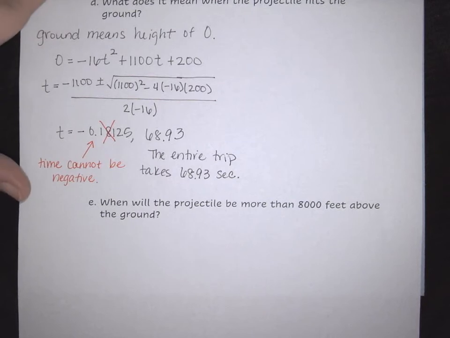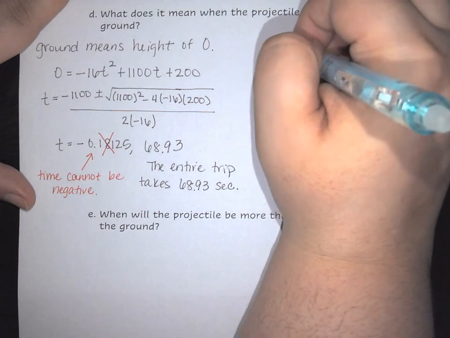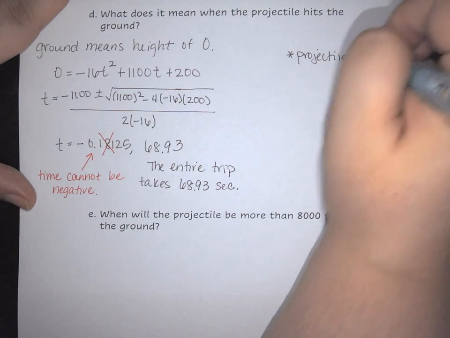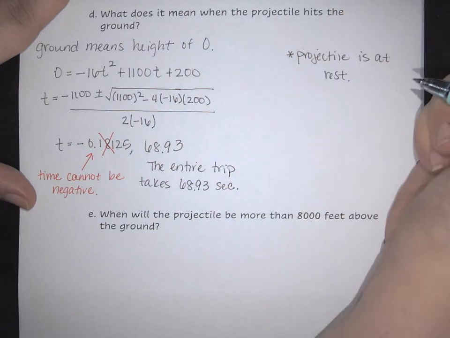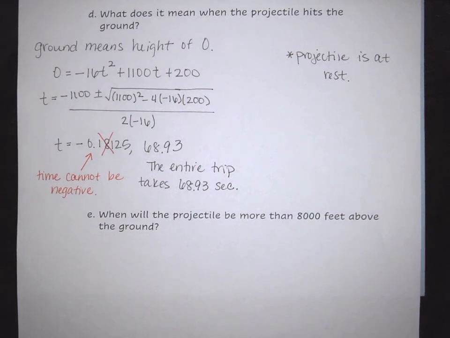Now the other thing that it can mean when the projectile hits the ground is you could also look at it as it means that your projectile is at rest. Okay? So there are many ways that you can go about what it means when your projectile hits the ground. Whether you're looking at the entire trip it would take, or you're looking at what it actually means is happening, it just depends on your view on the question and the context that you're trying to answer.